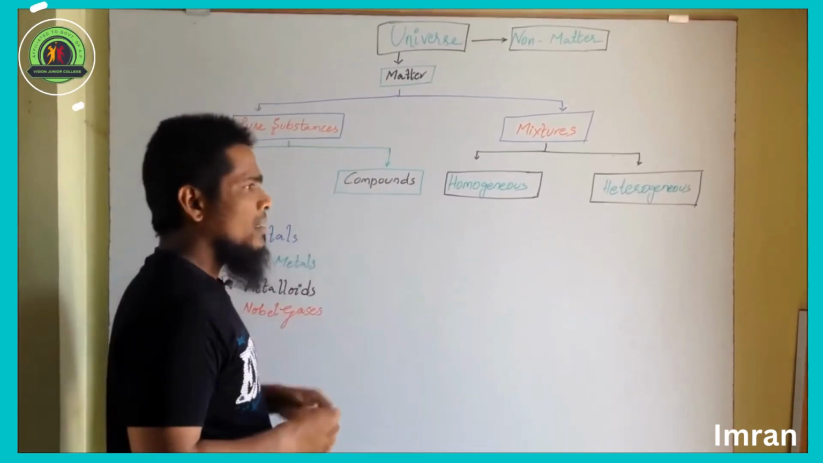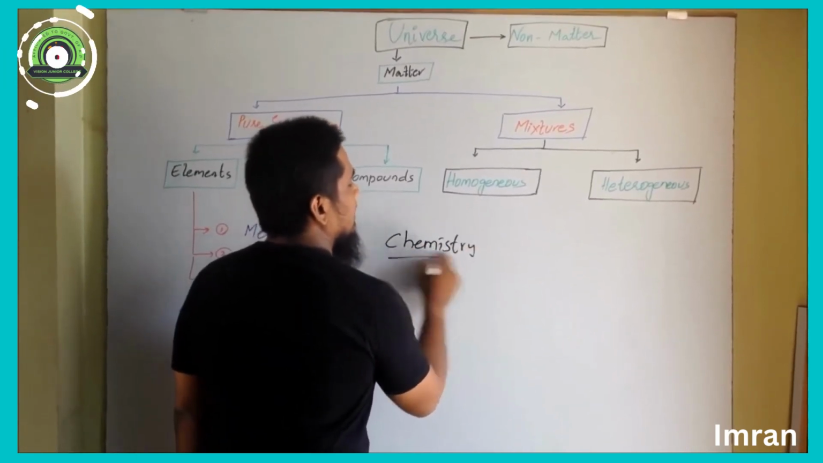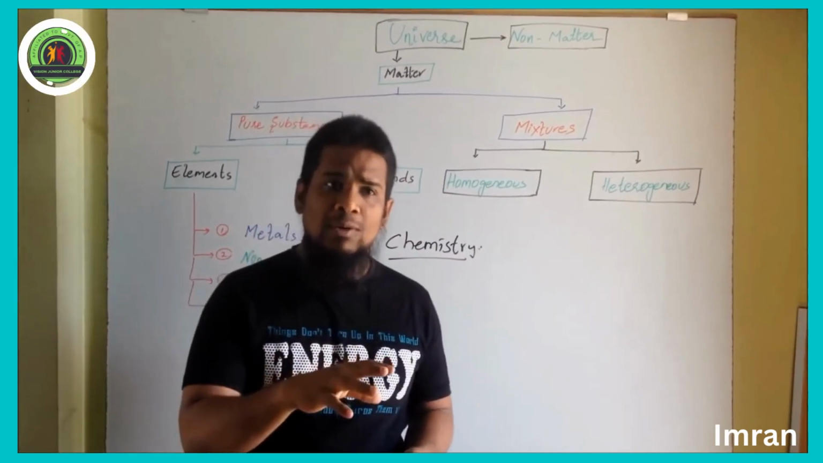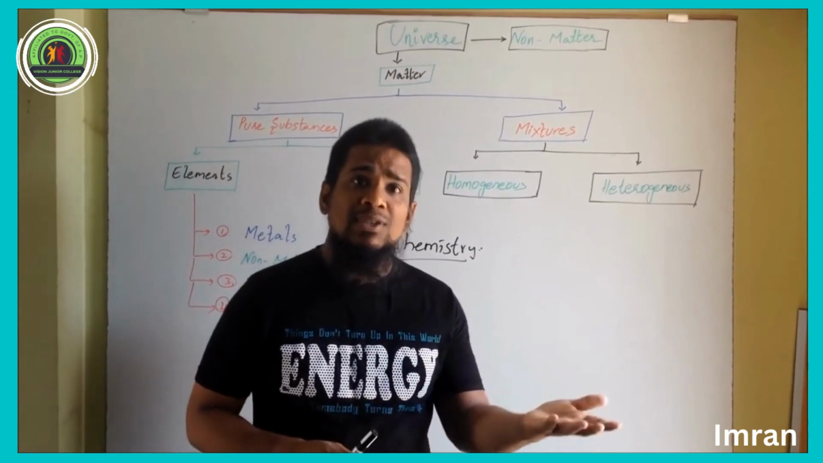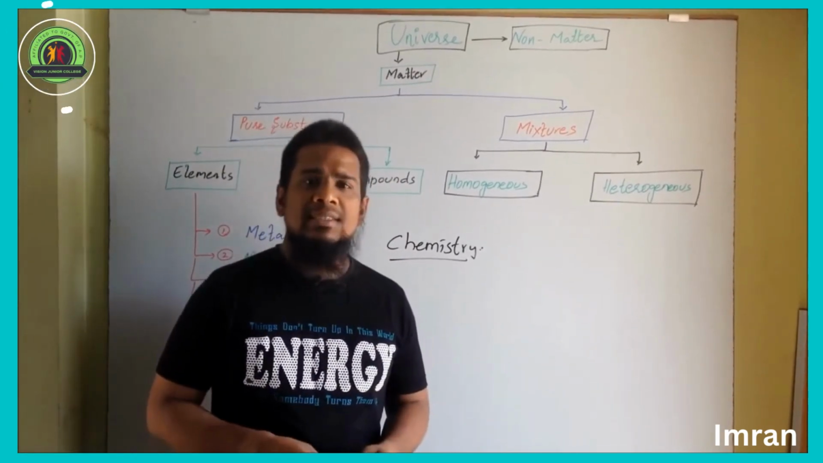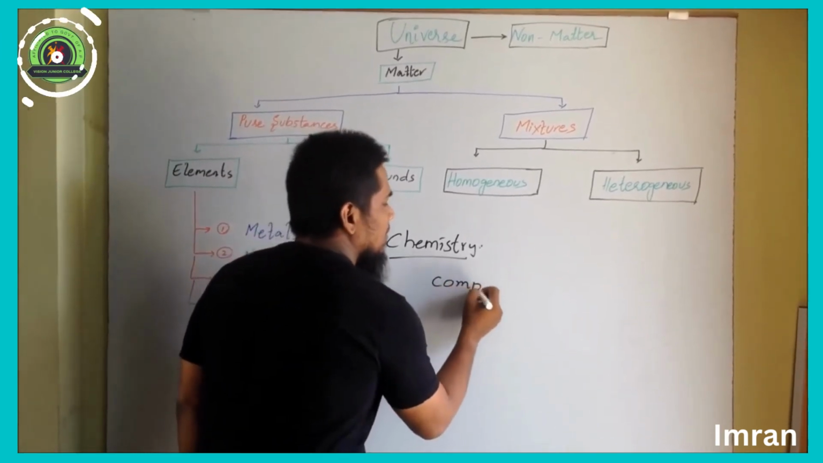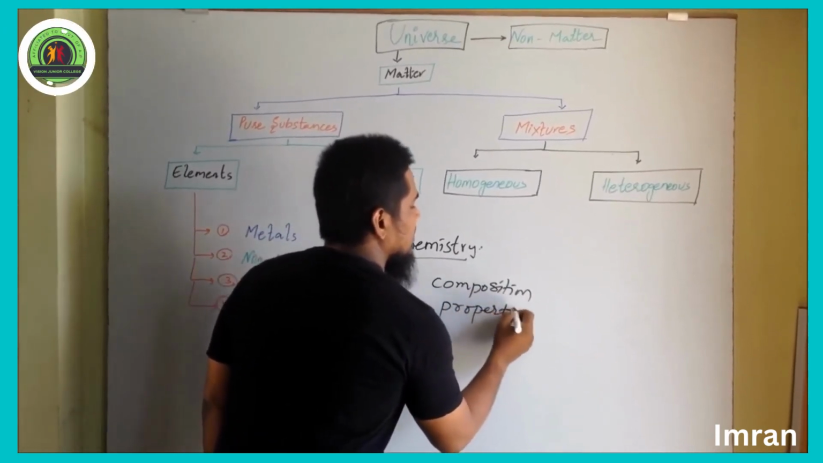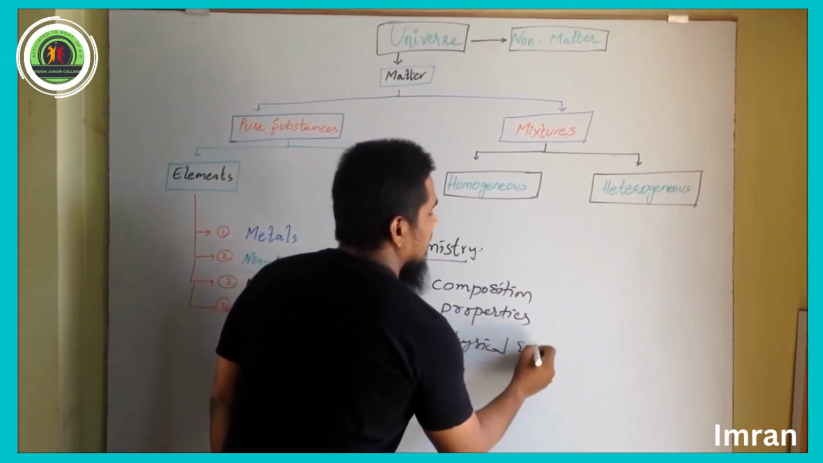And coming to our chemistry, chemistry can be defined as a branch of science which deals with atoms, molecules and their transformation. This is the simple definition. So it is the transformation of atoms and molecules. In another way, chemistry can be defined as a branch of science which deals with the composition, which deals with the properties and which deals with the physical and chemical changes or physical and chemical reactions.